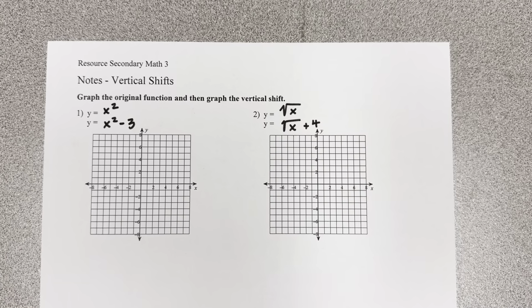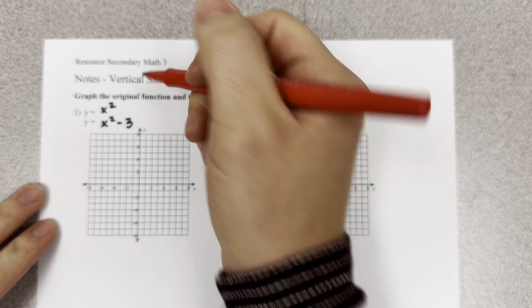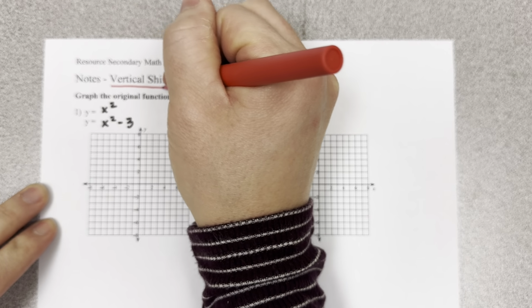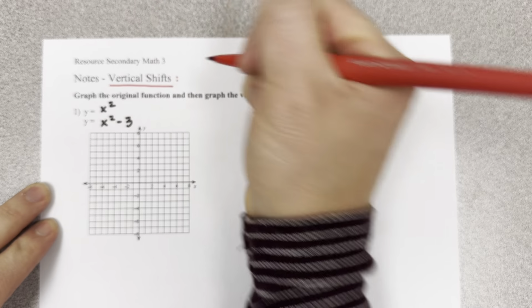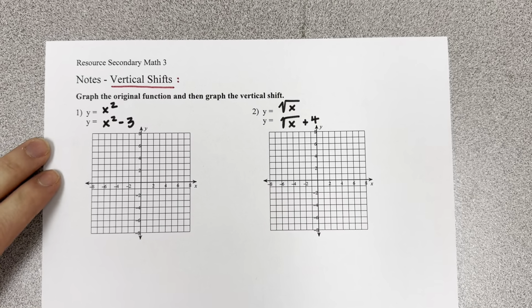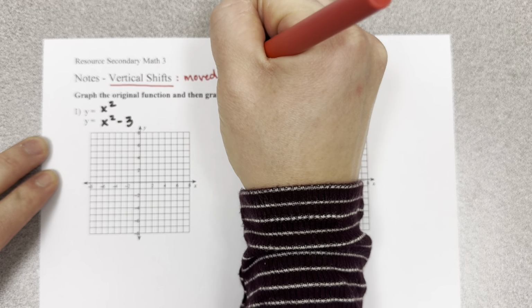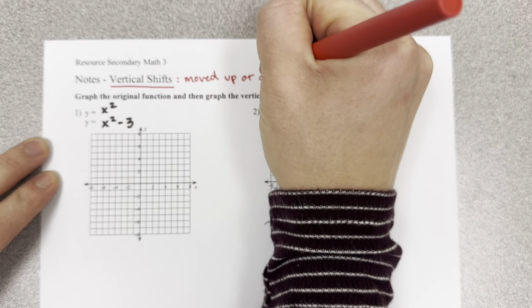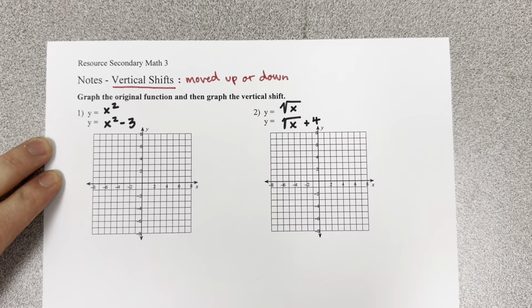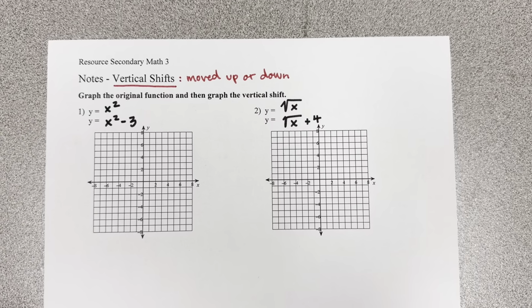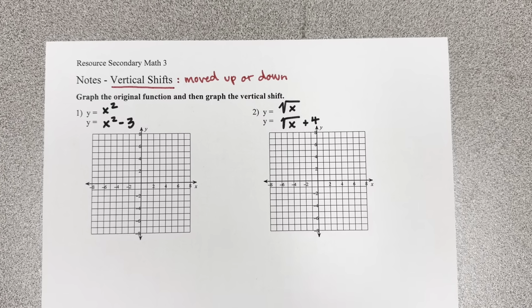Alrighty. Today we are going to be talking more about transformations of functions. Today specifically we are talking about vertical shifts. So this is where our function is now being moved up or down. So vertically is where it's being moved up or down.